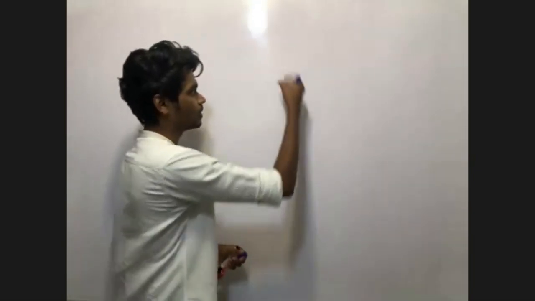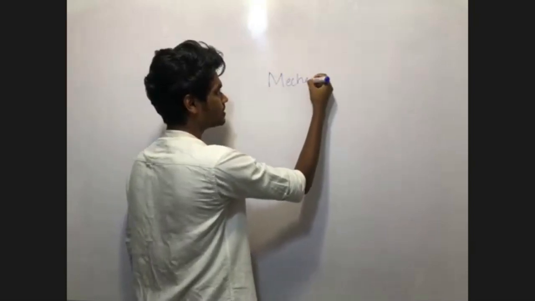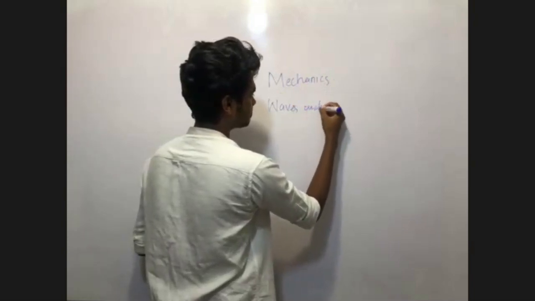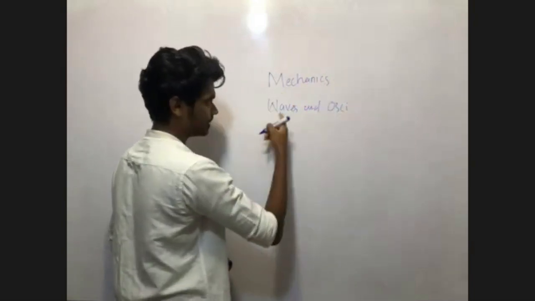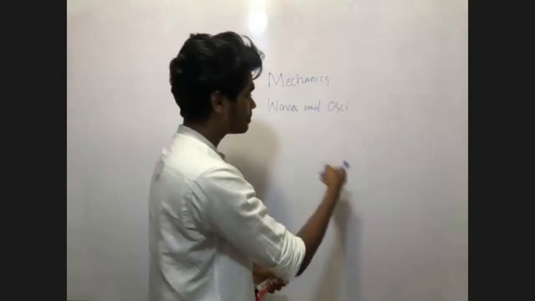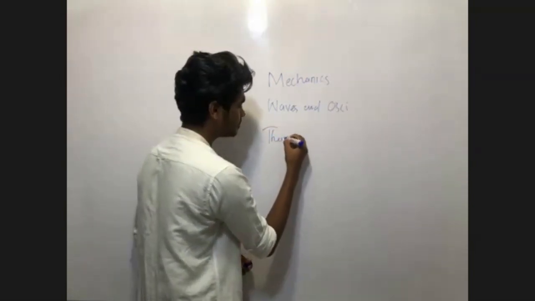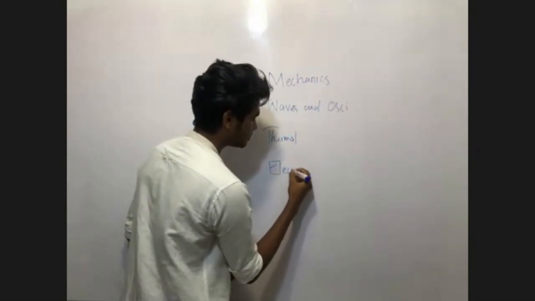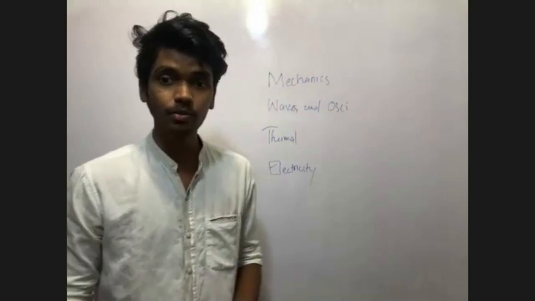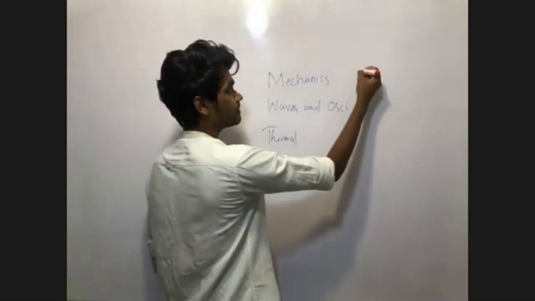And yes, one more important thing. Since there's a lot of 21 guys, I'll let you know this. If you could cover these four lessons perfectly, waves and oscillations, which means waves, oscillations, and light optics also, and then thermal as well as electricity, if you could get these things done, you'll definitely get the first essay from mechanics.